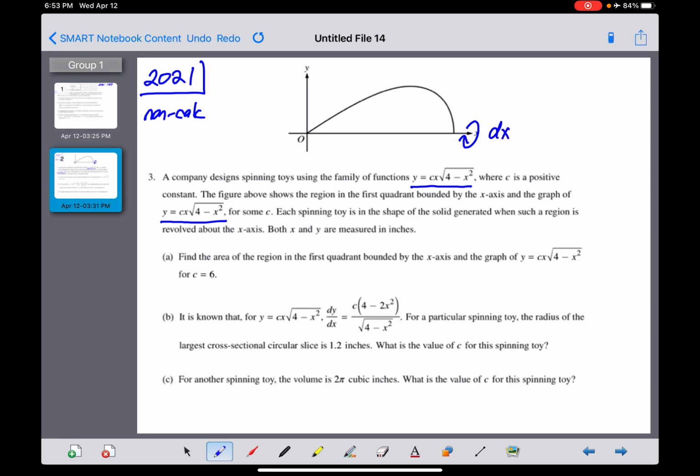Sounds like it might be a volume problem, and that means this is going to be dx anytime we're spinning something around a horizontal axis of revolution. Okay, gotcha. So 3 parts to this problem. Each one of them took a decent amount of time and space.